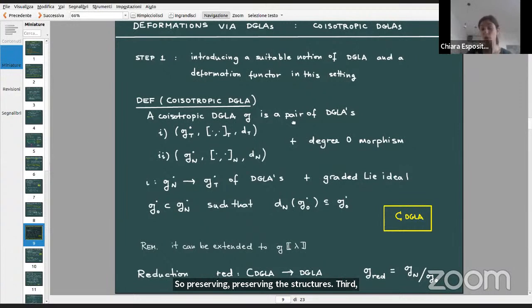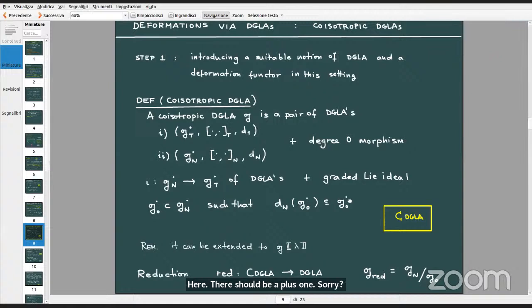Third ingredient, we want an ideal, right? In this case, of course, it cannot be an ideal in the sense of algebras. It has to be a Lie ideal, and graded because we are in graded vector spaces. And we ask the differential over the n part to preserve the ideal. Here there should be a +1, sorry.